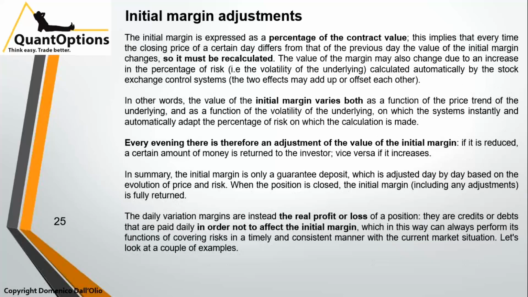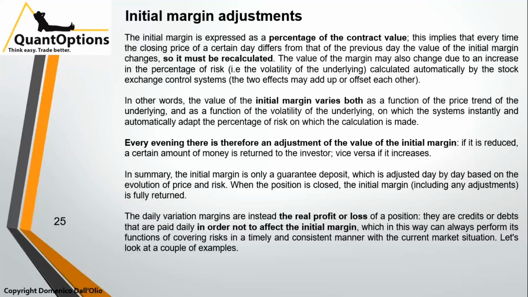The initial margin is expressed as a percentage of the contract value. This implies that every time the closing price of a certain day differs from that of the previous day, the value of the initial margin changes, so it must be recalculated. The value of the margin may also change due to an increase in the percentage of risk, that is, the volatility of the underlying, calculated automatically by the stock exchange control systems. And the two effects may add up or offset each other.